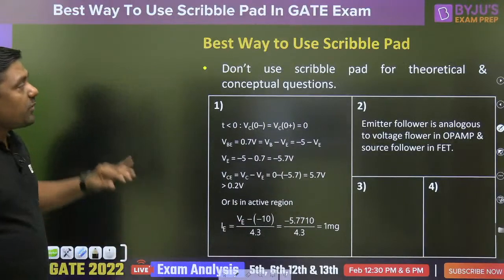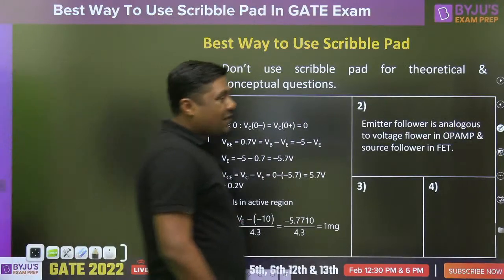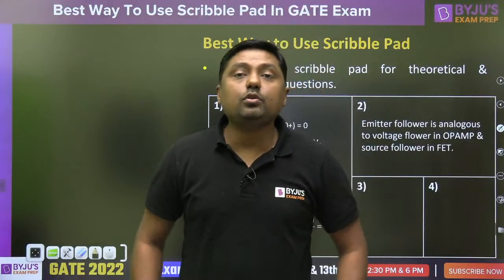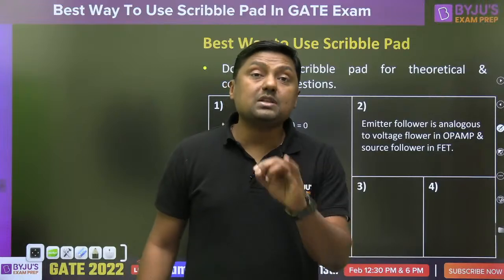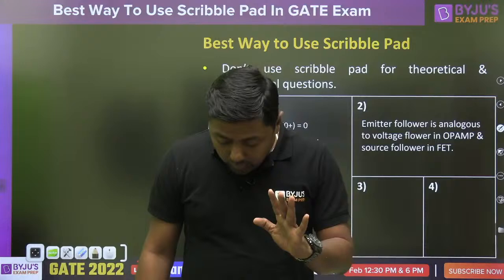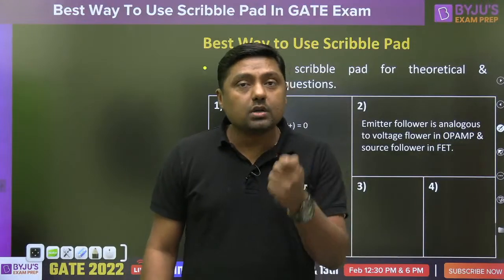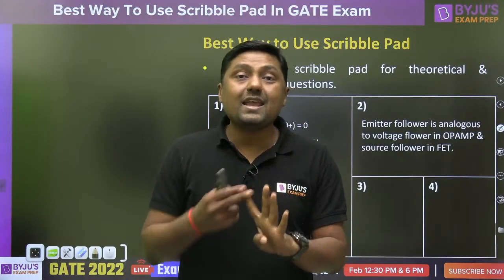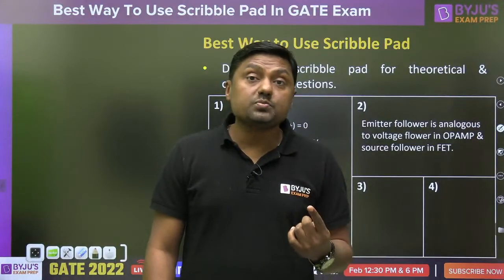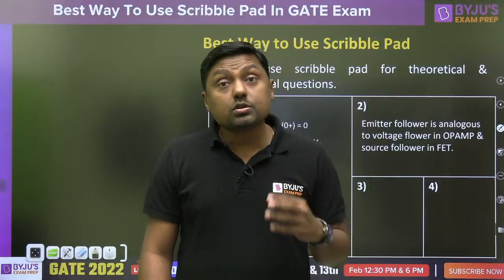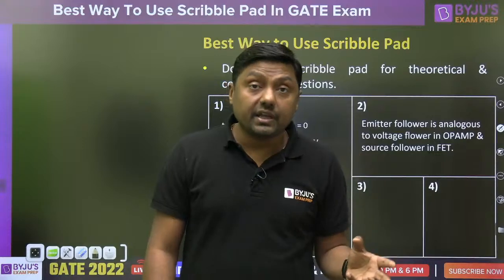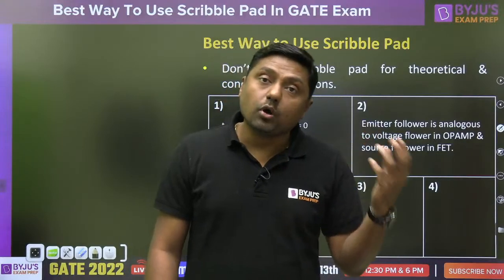Then don't use the scribble pad for theoretical and conceptual questions. Some students think, I am not getting the concept, because this time we are going to get some MSQ, multiple select questions. In MSQ, for example, we get 4 options, A, B, C, D. It is possible that the first option is based on numerical, the second option again numerical, the third option on theory, and the fourth option on an important concept.